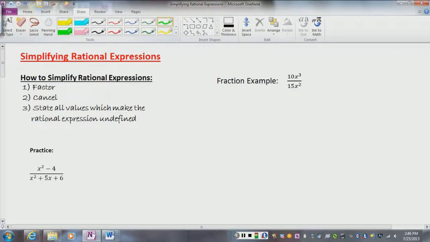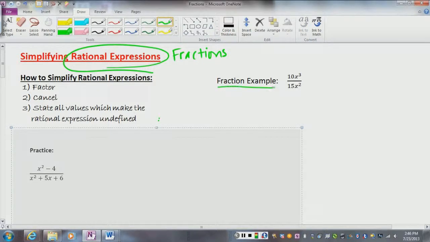When you see the phrase rational expression, I'd like you to think of fractions. Rational expression is just a fancy way of saying fractions, and the fractions that we're going to be working with have polynomials in the numerator or the denominator or both. So we're going to begin this lesson with just a real simple fraction example, something that we've done in the past that we should be familiar with.